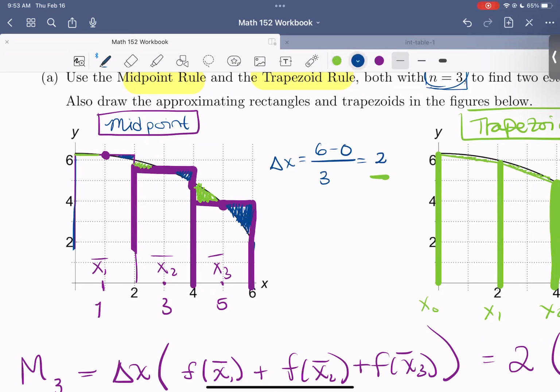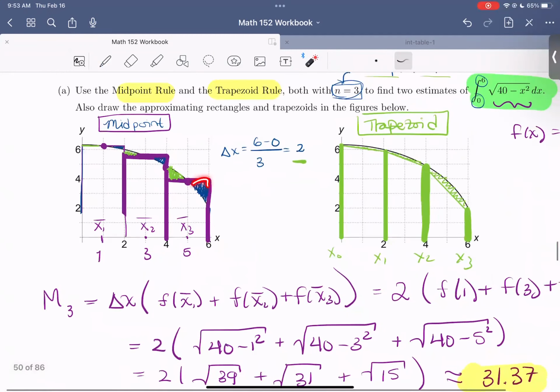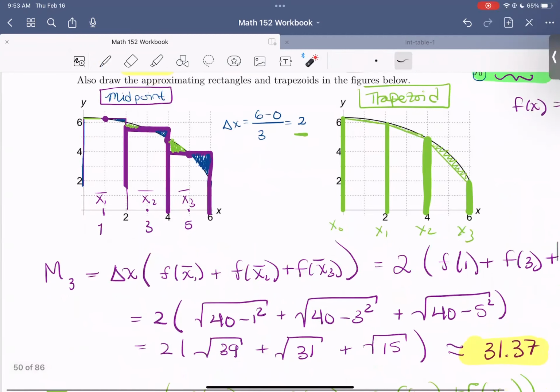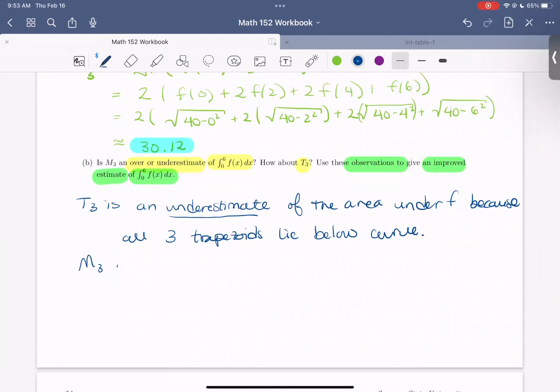We can kind of see that too, because the way that this curve decreases, the decrease gets stronger and stronger, meaning that the rate of change gets larger and larger, or more negative. The area here is larger than the area here. So that means we have more blue area than we do green. So we're counting over the amount of area that we're actually wanting to approximate here. So let's go ahead and write that down. So M3 is an overestimate of the area, or of the integral.